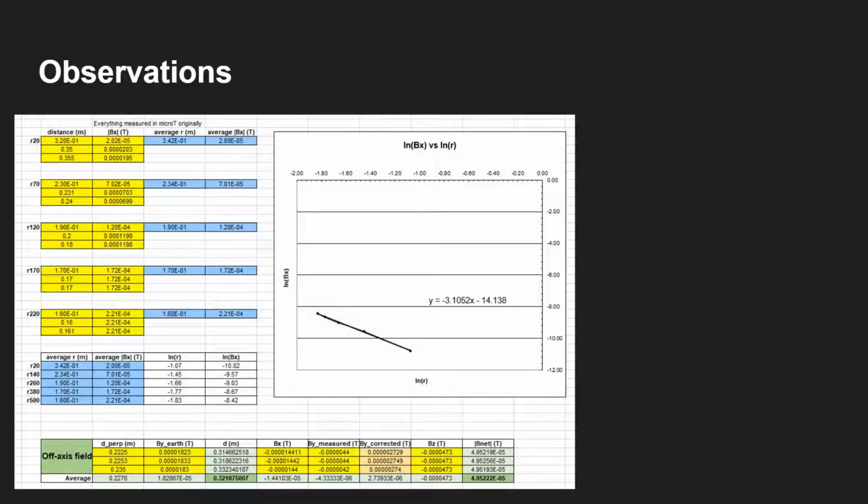Now these are the observations realized. As you can see, we recorded the distance at different values of microteslas, and it was important to remember that everything was measured in microteslas originally, but we did have to end up converting to Teslas. And also, we actually used centimeters and had to convert to meters.